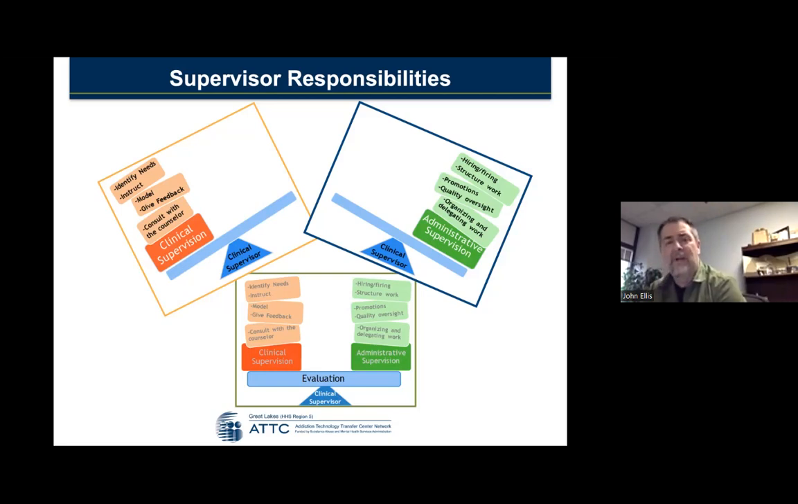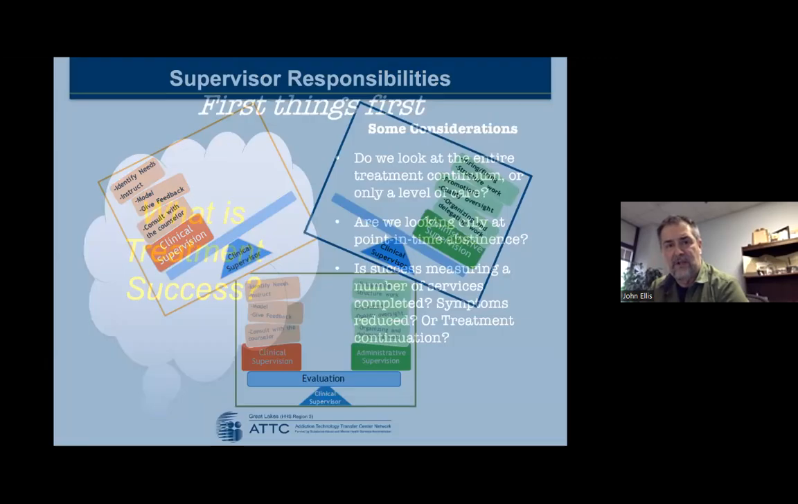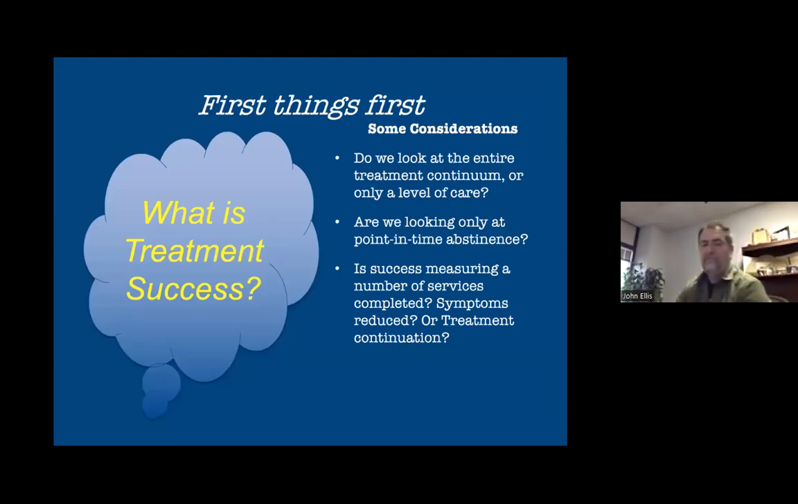Now, with today's topic, it really balances the clinical piece and this administration piece. So the first things first are we have to figure out if we're going to be doing any kind of outcome reports, if we're going to be doing any kind of output reports or clinical reports, anything like that, is what is treatment success? Do we really understand what treatment success is even in our agency? We can have, what's the client's idea of treatment success?